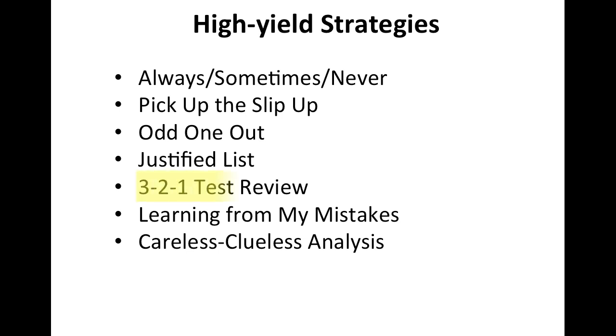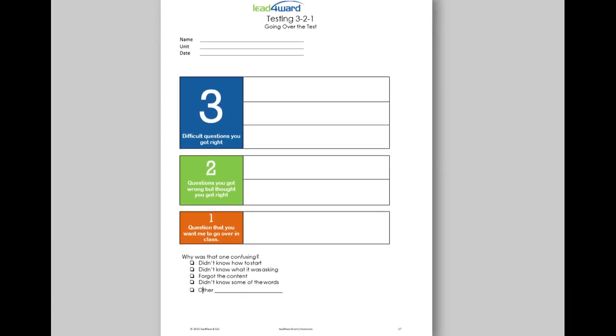The first one we want to focus on is 3, 2, 1 test review. When we look at 3, 2, 1 test review, after students have taken an assessment, instead of the teacher going over each item independently with the whole class, we give students an opportunity to tell us where do we need to spend time as a student in order to improve our learning. We ask the kids to pick 3 difficult questions you got right, 2 questions you got wrong but you thought you got them right, and then 1 question that you want the teacher to go over in class.